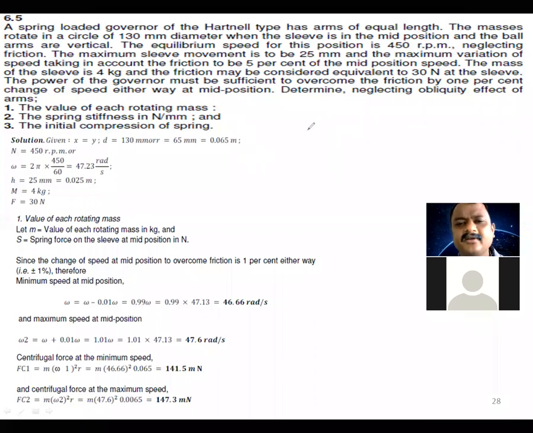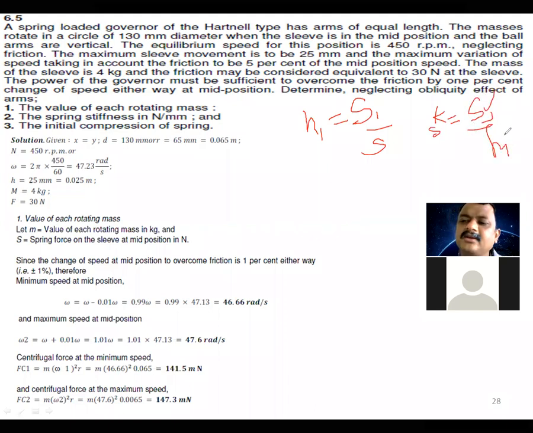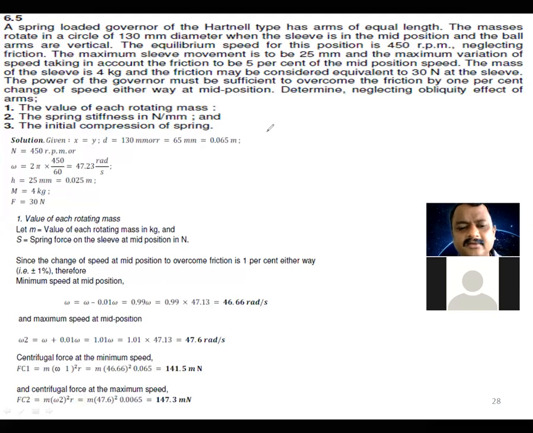So in order to find that, we have to find S1 and S2, that is spring force. Then determine the initial compression in the spring. Initial compression means h1, because that is the first compression at minimum speed, and that will be equal to capital S1 divided by small s, or what we call K. Initial compression is small s equal to S1 divided by h1. So if I use capital S1 and small h1, I'll obviously find out the value of the compression in the spring. So that's how we can find out.